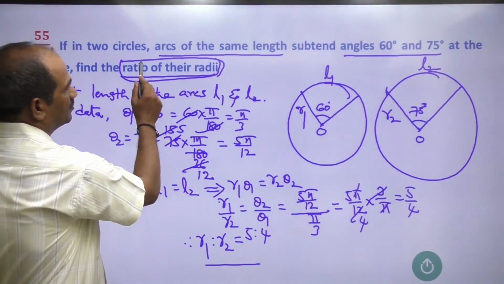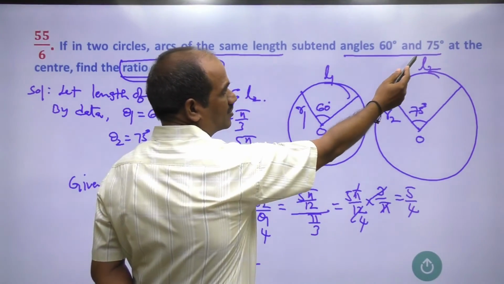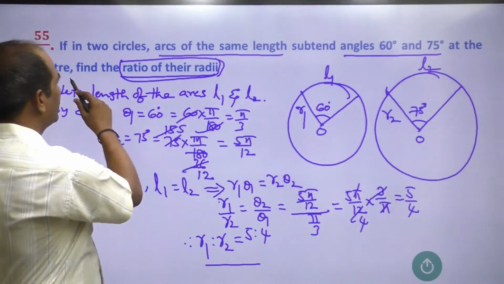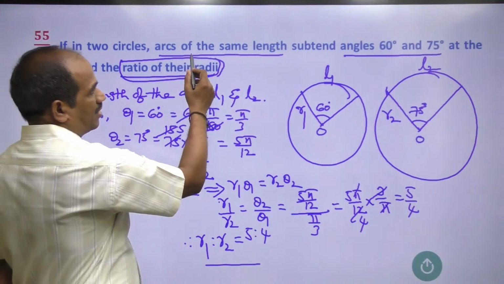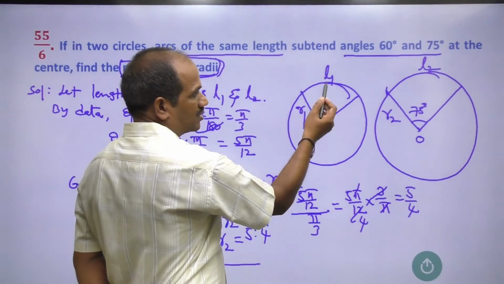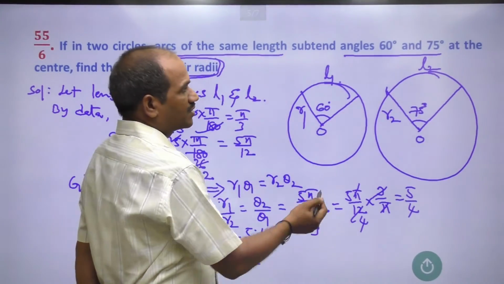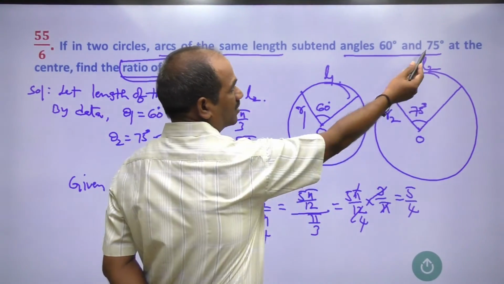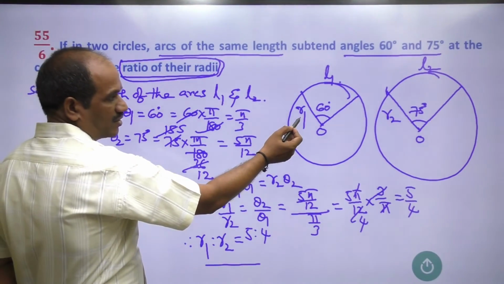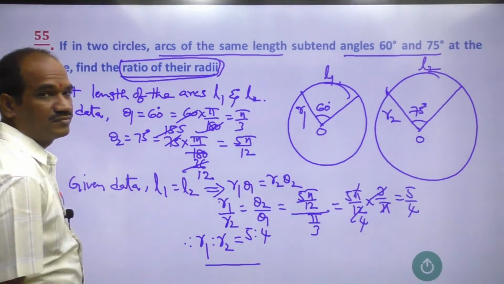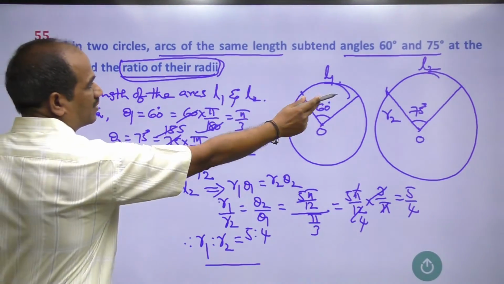See here, if in two circles, arcs of the same length subtend angles 60 degrees and 75 degrees at the center, find the ratio of their radii. First, the given data: arcs of the same length. The first arc is L1, the second arc is L2. These two are equal. The subtended angles are 60 degrees and 75 degrees. The first circle has radius R1 and the second has radius R2. Let L1 and L2 be the lengths of the arcs.